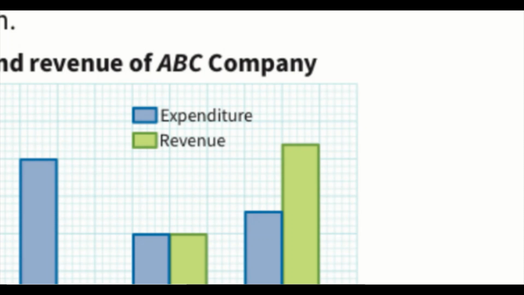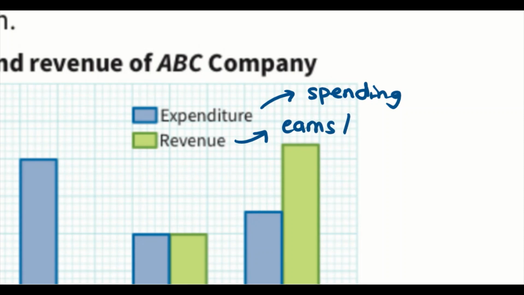So what is the meaning of these words? Expenditure means spending, how much you spend in a month. And for a company's revenue, revenue shows how much the company earns. Or it could be salary.